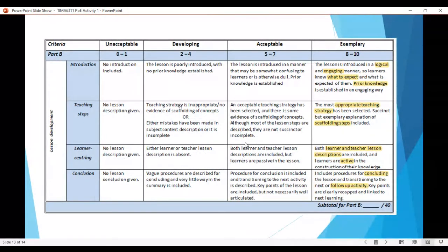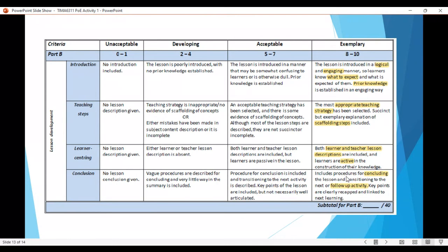So in this section, these two sections of the rubric, you need to teach the data handling. You also need to describe to me the different groupings that you are going to use and the activities that they are going to do in your lesson. The conclusion.